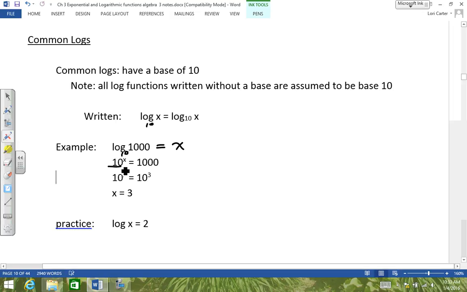Now you have to make these two things the same base to solve it. So 1,000 is 10 to the what? Third. Good so far. Okay, so 10 to the x equals 10 to the third. The bases are the same. What can I do with them? Cancel out. They're gone. So x equals 3. Does that make sense?